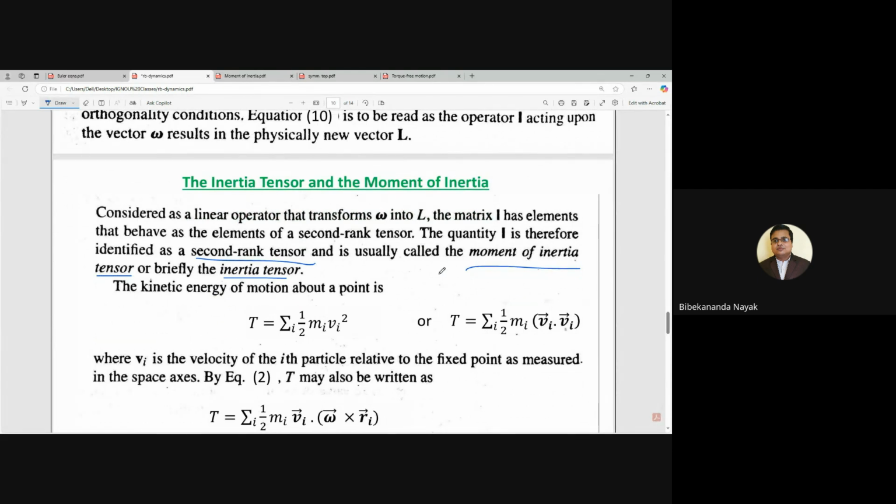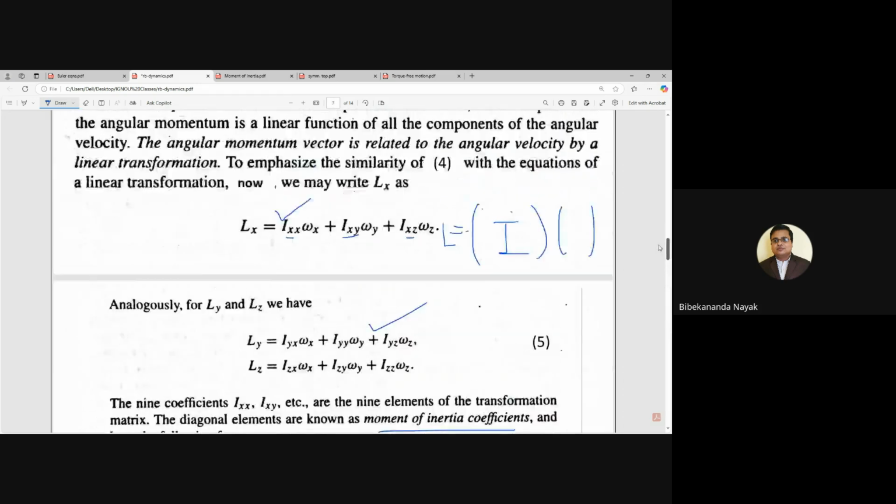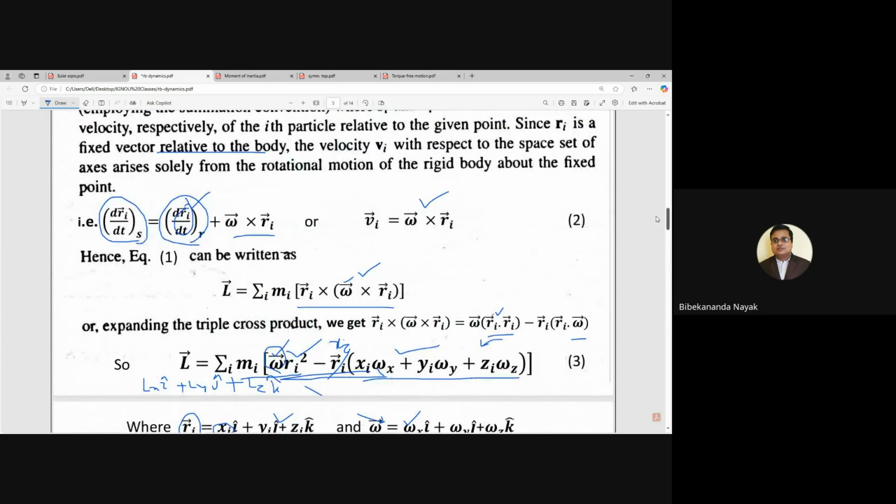Now go for the kinetic energy. What is the kinetic energy? We know it is half mi vi square. Vi means vi vector. But we know vi is equal to omega cross ri, here equation 2.